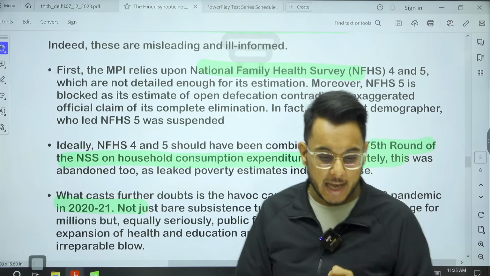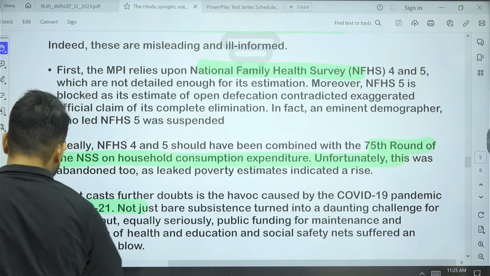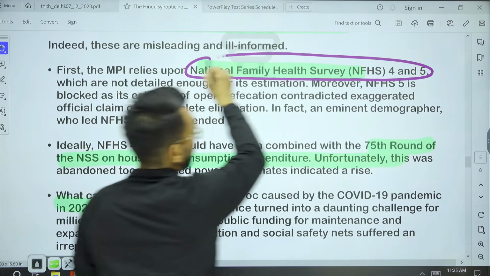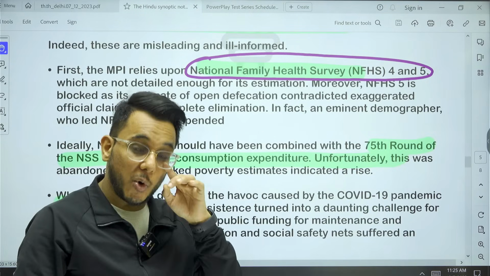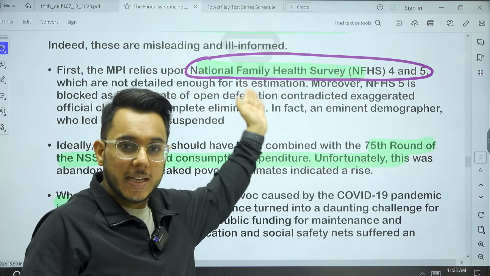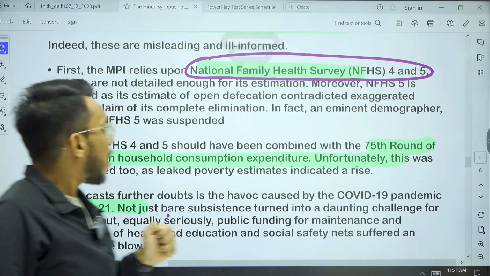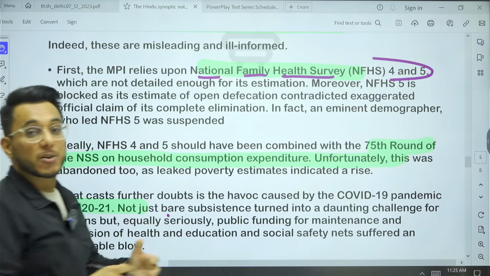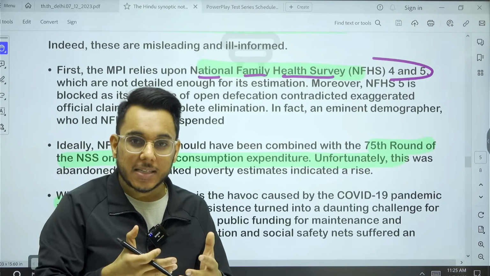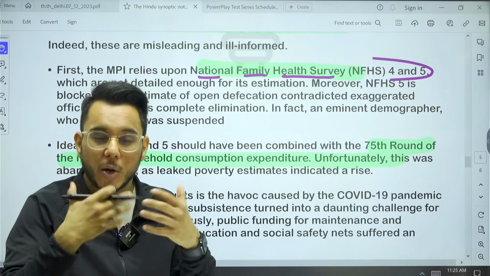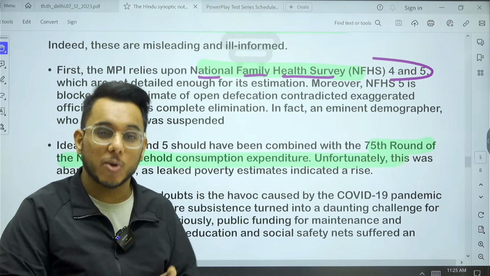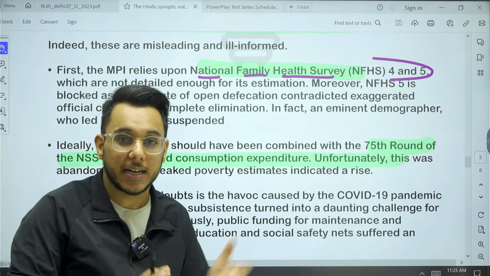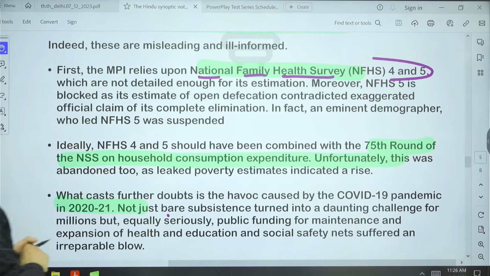Now, what are the problems that they have highlighted? First, they have said that the multidimensional poverty index has relied on National Family Health Survey 4 and 5. The index is giving a report, but how? They have used the National Family Health Survey 4 and 5 data. But there is a problem. Read the name carefully: National Family Health Survey. Actually, it is a health survey. Being a health survey, information about poverty and economic well-being can only be of an inferred nature. It has not gone into much detail on the economic aspect. It is health data. So NFHS 5 is not detailed.